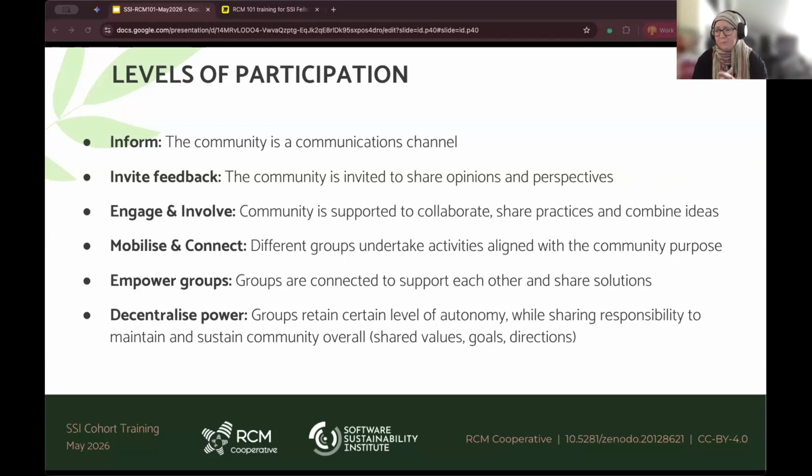And then the decentralized power. So this is where the groups actually can start to work on their own. Often you might have spin-offs or things like that. So often for communities, that's quite a hard place to get because it takes so much resourcing. So Cass, you had a good example of what decentralized power was.